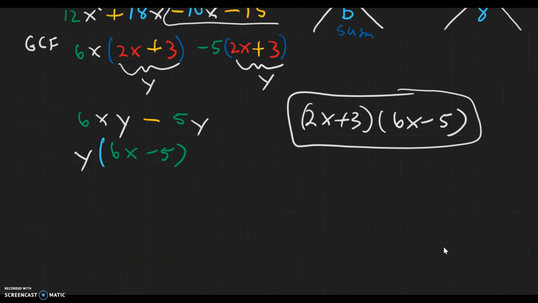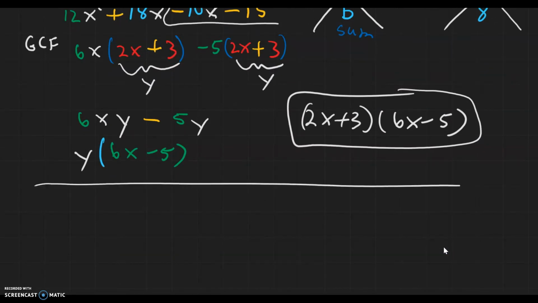Now, I want you to try this one on a separate piece of paper. Let's say we have 3x squared plus 10x minus 8. See if you can do that one on your own.